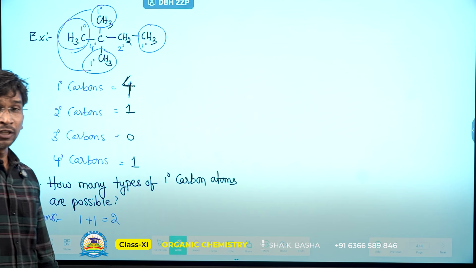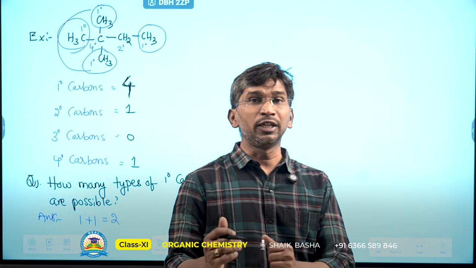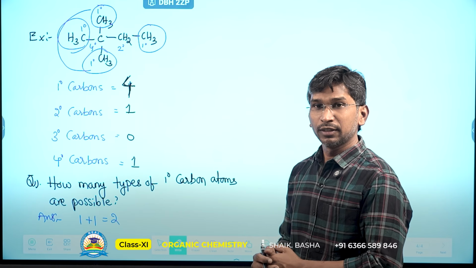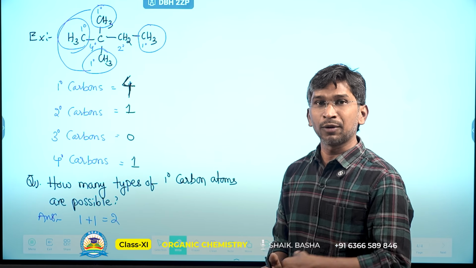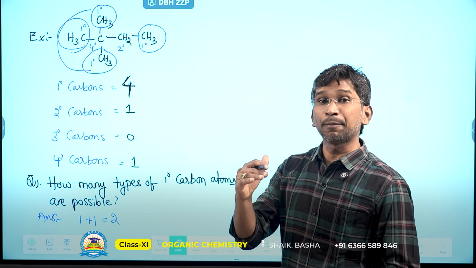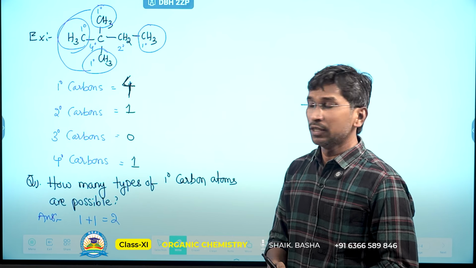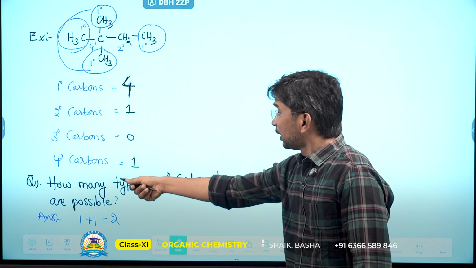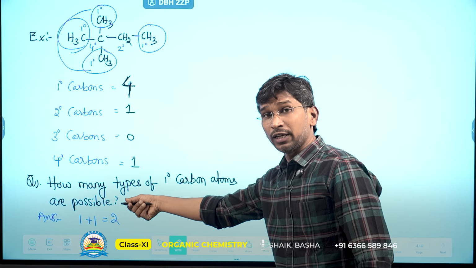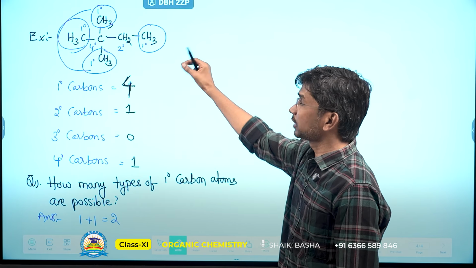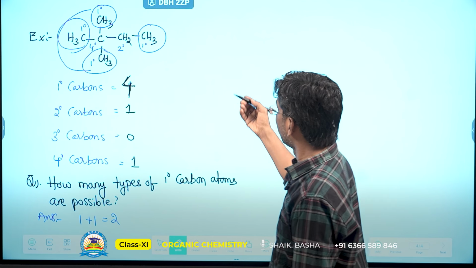Then why do we have to learn this one? Whenever we do reactions, for example substitution reactions, chlorination or bromination reactions, how many types of products are possible? In halogenation, chlorination, bromination, based on this question only, the number of possible products will be found. That's the reason we should discuss it here. One more example.